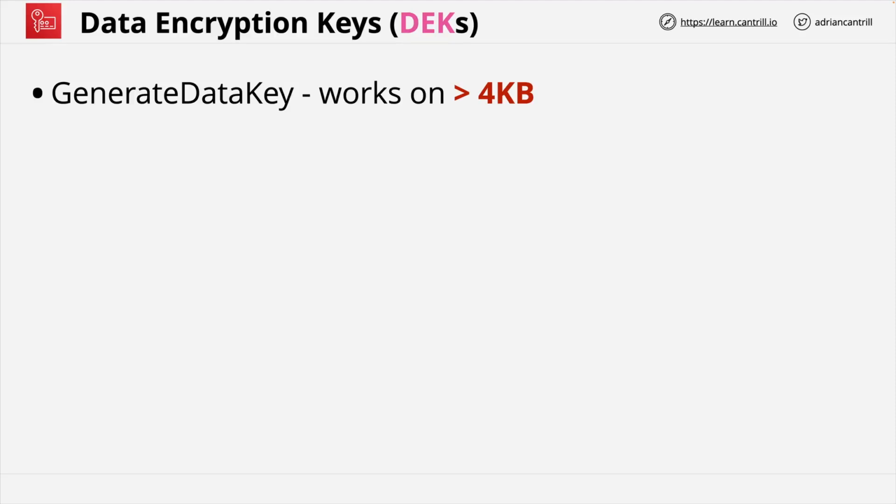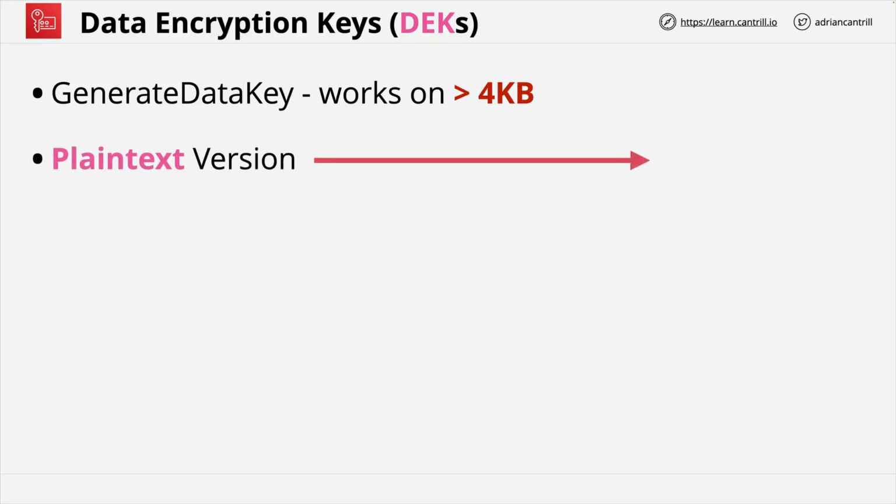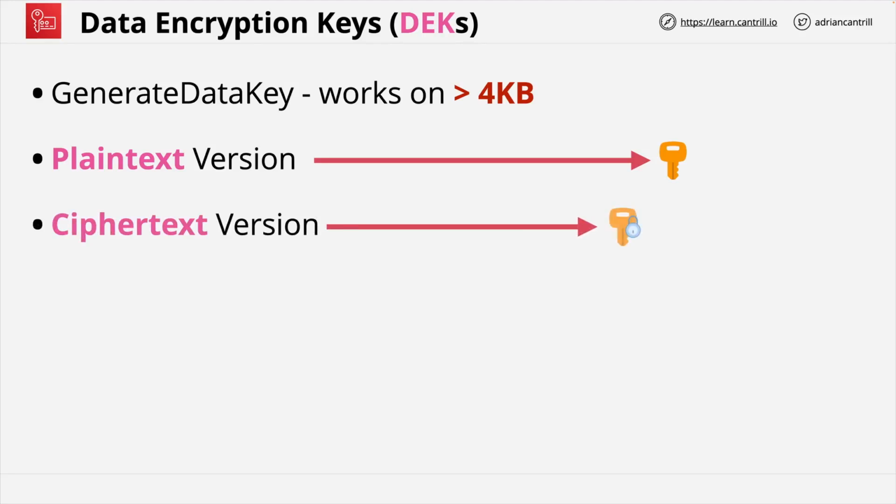When a data encryption key is generated, KMS provides you with two versions of that data encryption key. First, a plain text version of that key, something which can be used immediately to perform cryptographic operations. And second, a ciphertext or encrypted version of that same data encryption key. The data encryption key is encrypted using the KMS key that generated it, and in future this encrypted data encryption key can be given back to KMS for it to be decrypted.